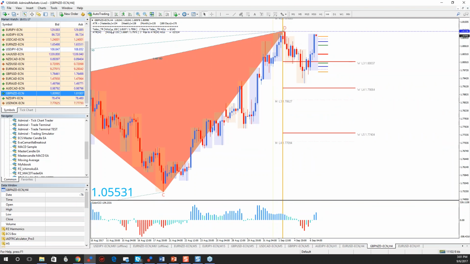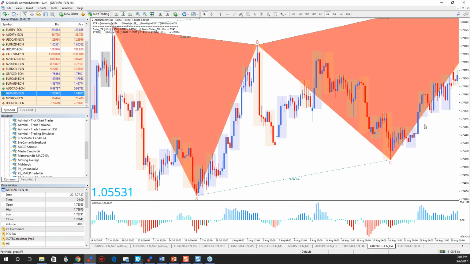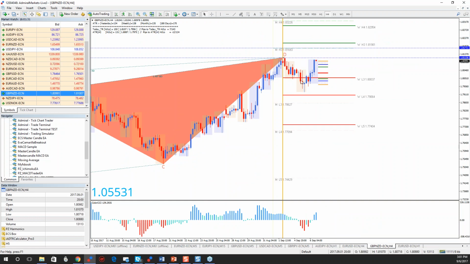So you see, for all of you who are trading the GBP New Zealand, okay, this is the bat pattern here, and you see there were a lot of sellers here. They rejected the price for 200 pips. So the price is very close to this resistance.